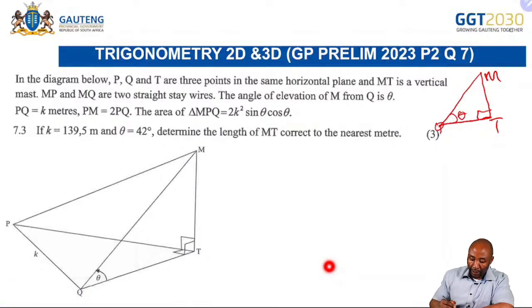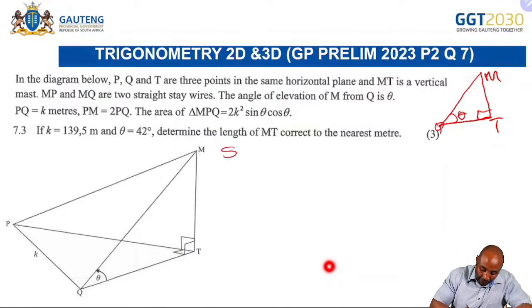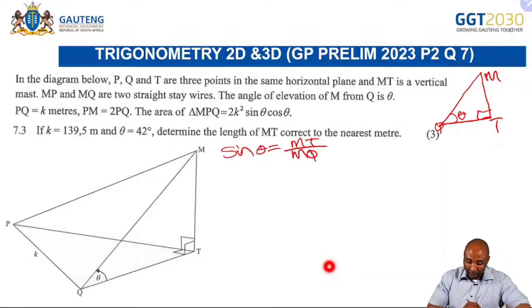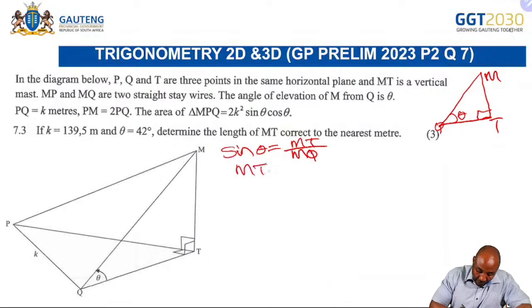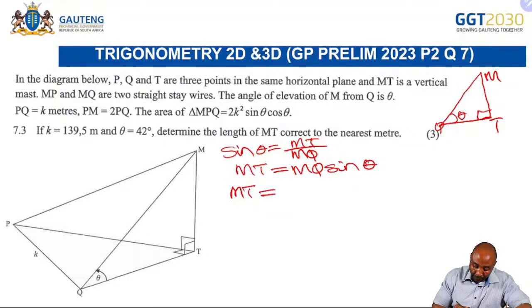Now, if you look at this triangle, which trig ratio is going to help you find MT? We can use sine. Sine theta will be MT over MQ, which means our MT algebraically can be given as MQ sine theta. We have our calculator. Our MT will be given.